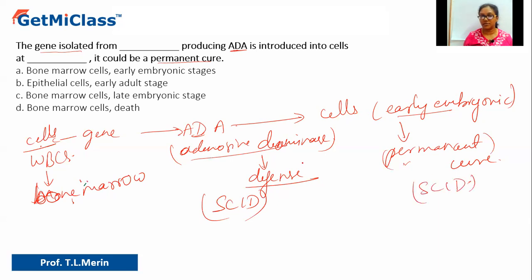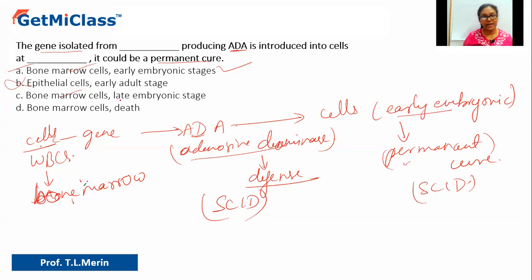It is possible. Now let us see. Option A says bone marrow cells. Yes, that is correct. Early embryonic stage, that is also correct. So option A should be correct. Option B says epithelial cells. So we cannot isolate the ADA gene from epithelial cells because ADA is produced by WBCs. Hence it is ruled out.